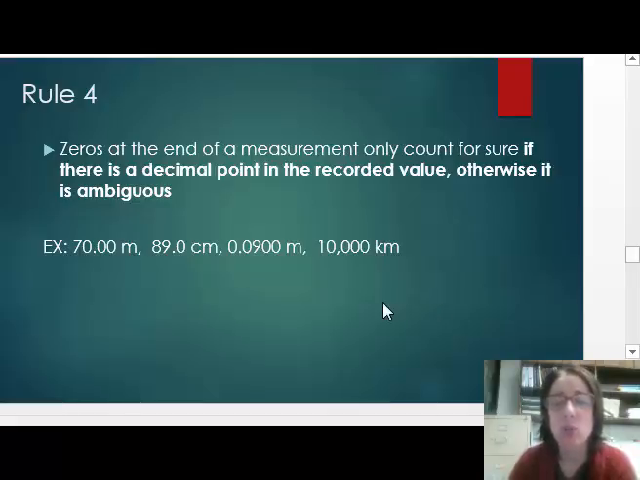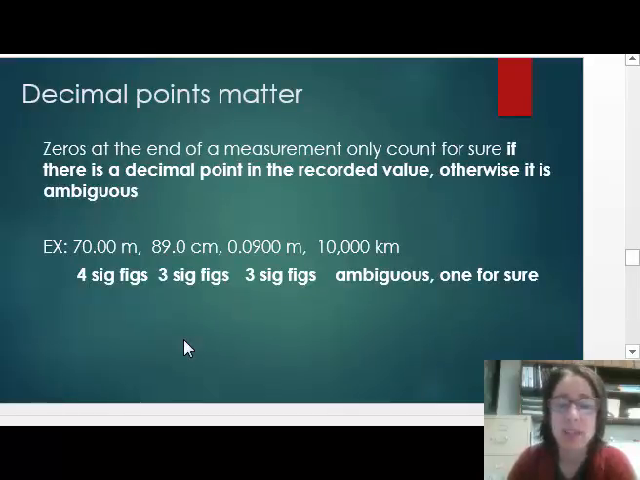Pause the video to determine the number of sig figs in each of these measurements: 70.00 meters, 89.0 centimeters, 910,000th meter, 10,000 kilometers. Let's see how you did. The first value, 70.00 meters, has 4 significant figures. Since there is a decimal point expressly written, all the end zeros count. 89.0 centimeters has 3 sig figs since there is a decimal point.